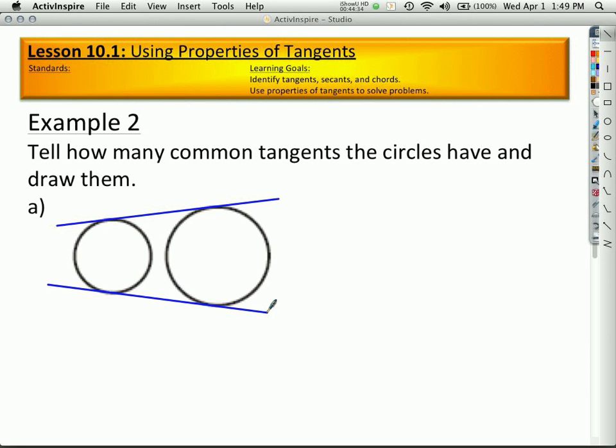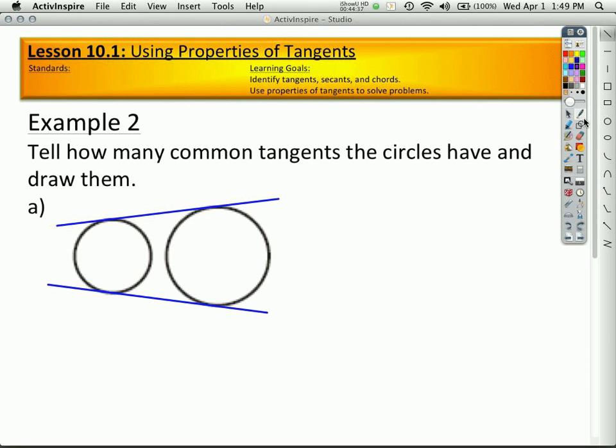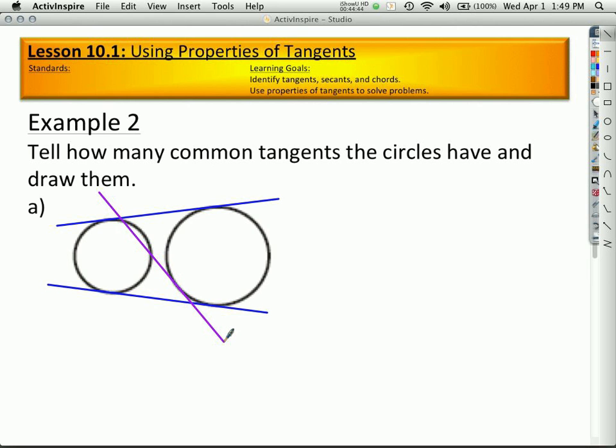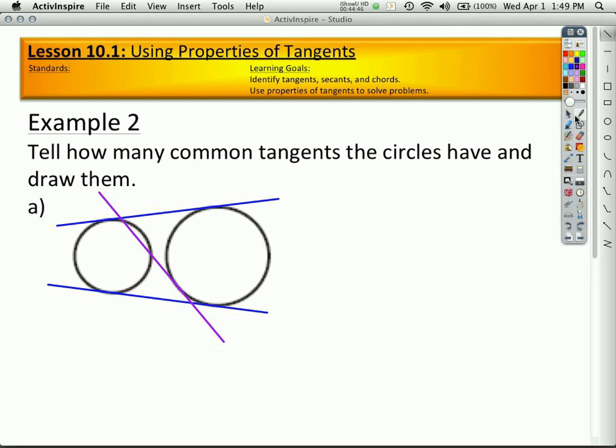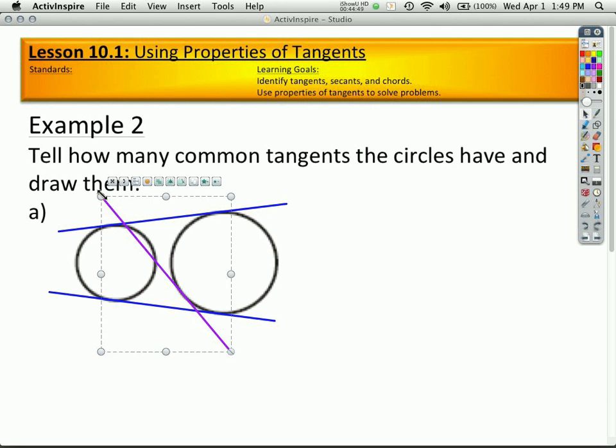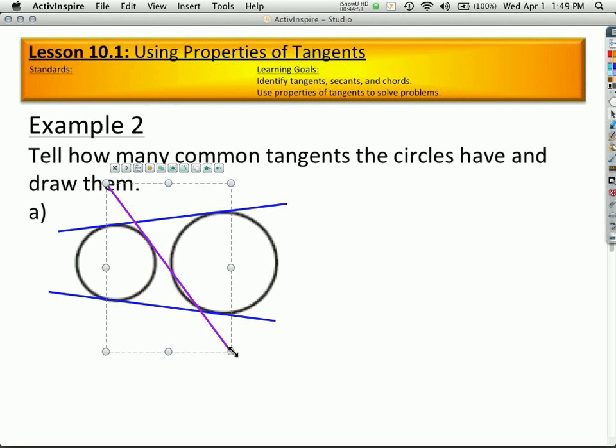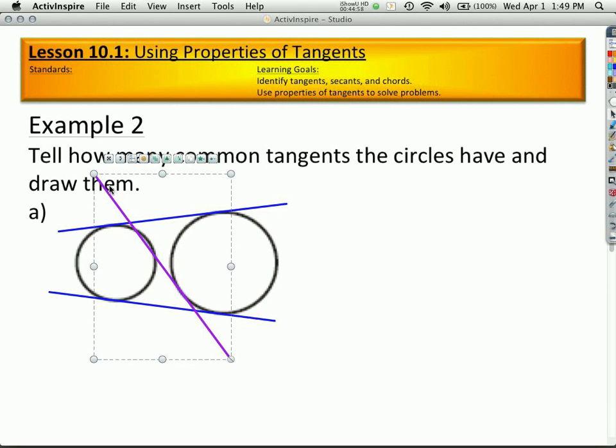So there's 2 of them. But you already got a little bit of a clue during the last activity that there's going to be internal tangents, and this is where it gets a little hard to draw. So that's an internal tangent. It's a bit tough, but it's close enough. So that's a common tangent that's passing through the interior of the diagram.